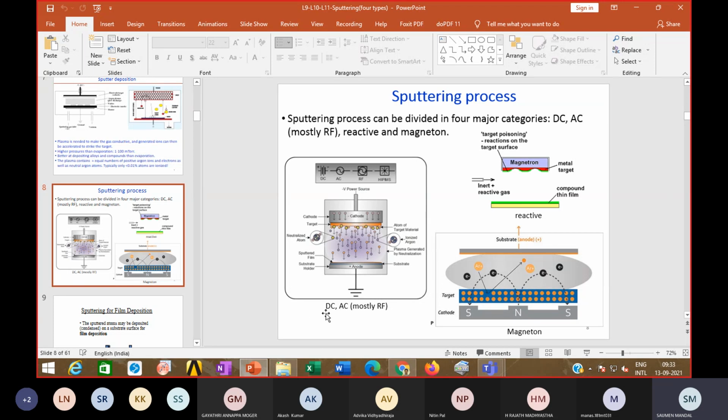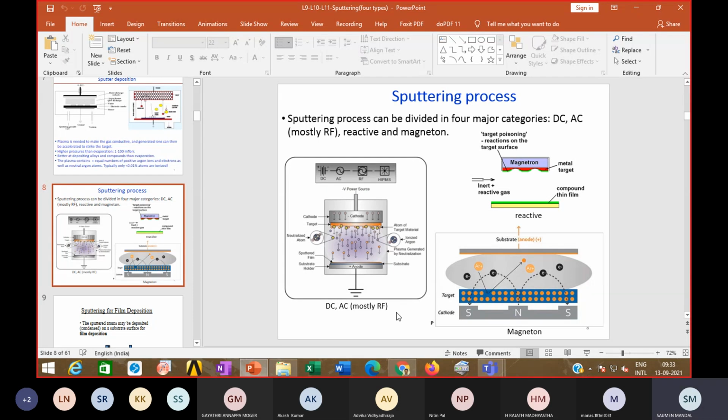So DC and AC, what is happening? There will be a cathode side and an anode side. On the anode side you have to make the deposition, the substrate will be there, on the cathode side the target, and there will be a bias generation. DC plasma is mostly used for metal deposition, because in metal deposition you need not be bothered, as all are the same kind of atom.